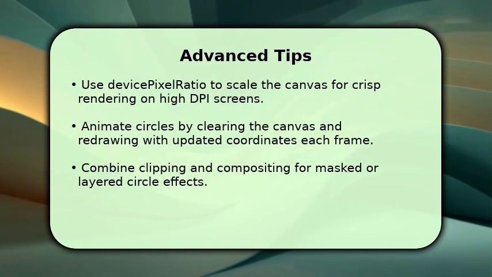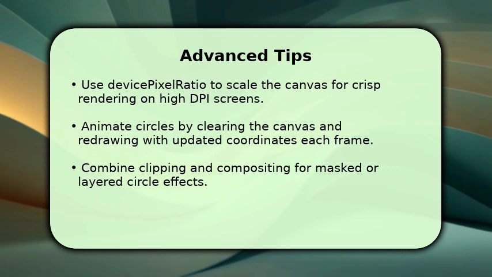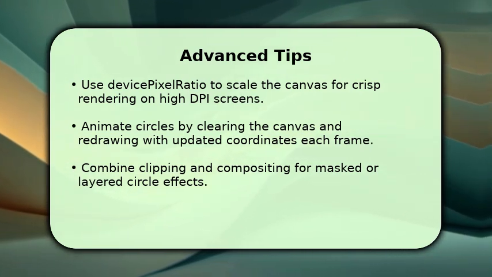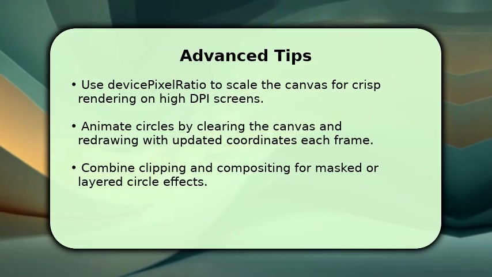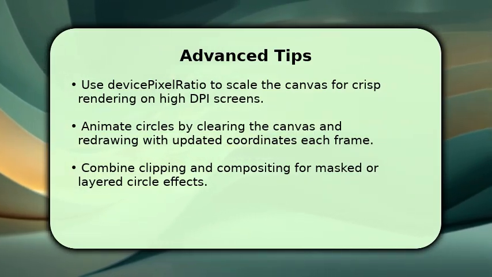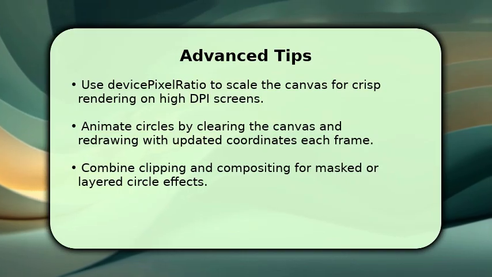For sharper circles on high DPI displays, multiply canvas width and height by device pixel ratio and scale the context accordingly. Animate by using requestAnimationFrame, clearing the canvas, updating positions or radius, and redrawing each frame.